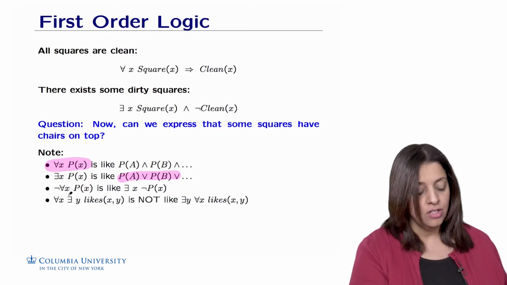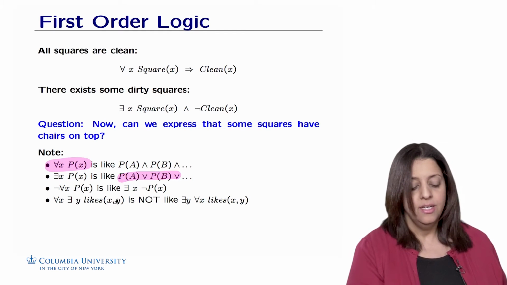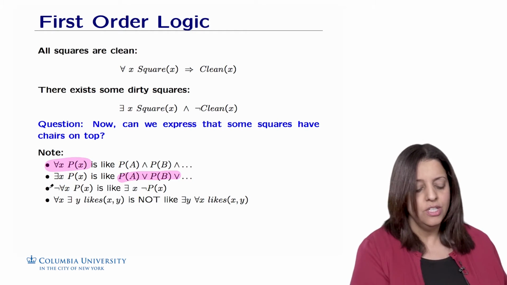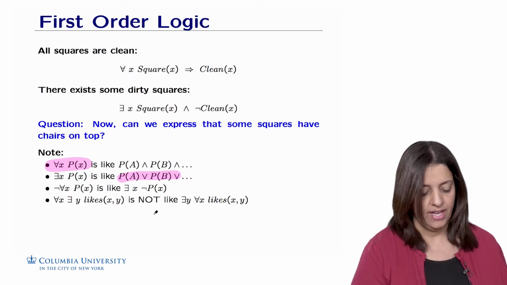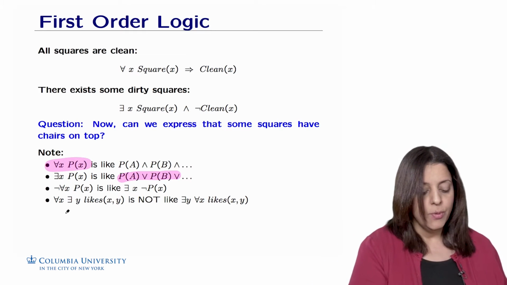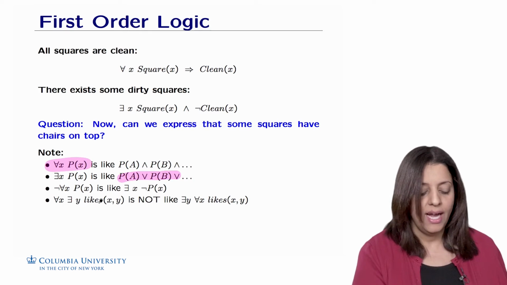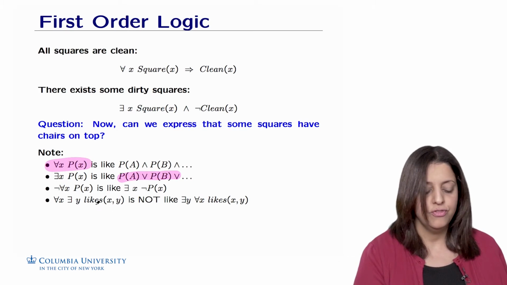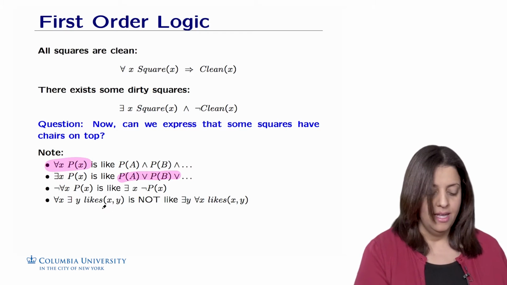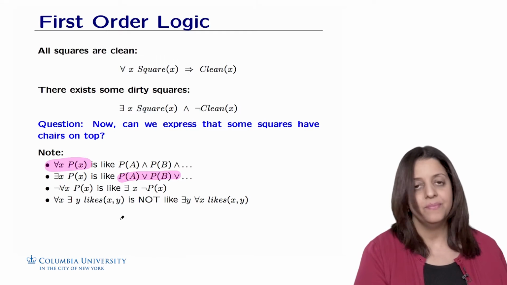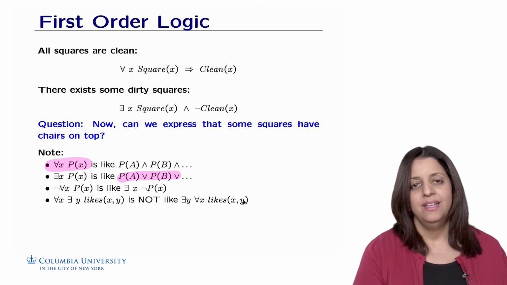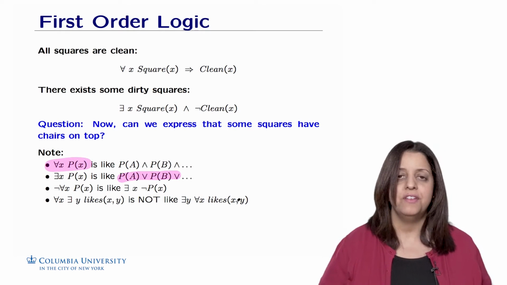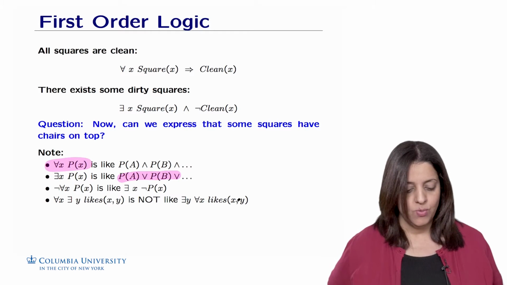When you see not for all x, P(x), it is like you are doing exists x, not P(x). So you're going to introduce inward this negation. You transform the for all into exists, and you transform the P(x) into a not P(x). So when you say for all x, there exists a y such that likes(x, y), so for all elements, there exists a y such that x likes y, it is not like you are writing there exists y, for all x, likes(x, y). So be careful with the order of the quantifiers. If they are different, you can't simply swap them.